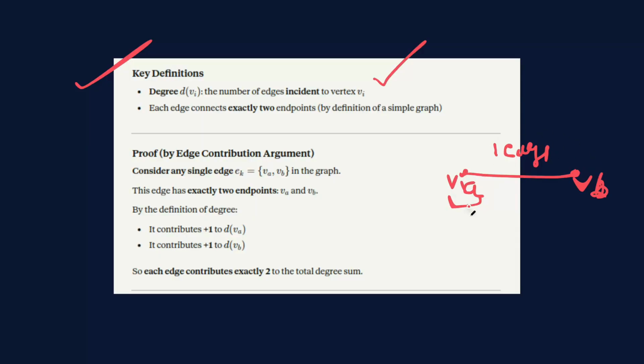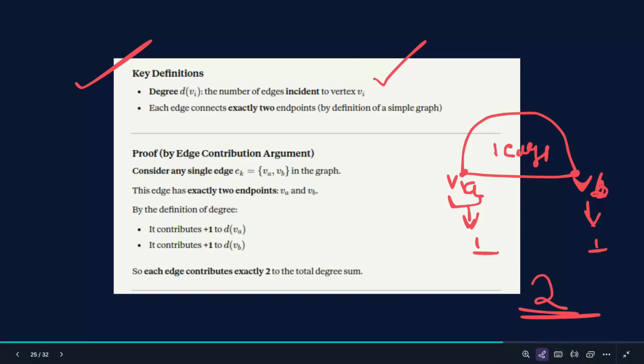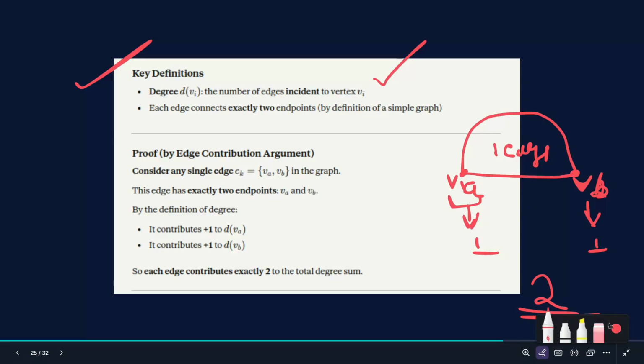So this vertex would have a degree of 1 and this vertex would have a degree of 1, right? The number of edges touching this vertex is 1, and the number touching the other vertex is 1. So for one edge you have 2 vertices, which means one edge contributes 1 plus 1, that is 2, to the total degree. I hope this is understood. If not, I will explain it again.